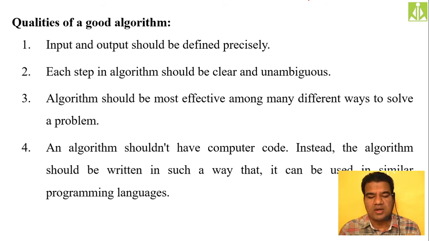Okay, so an algorithm shouldn't have computer code. Instead, the algorithm should be written in such a way that it can be used in similar programming languages. So if you have multiple programming languages to be used, then you should not change anything in your algorithm. When you write the algorithm for the first time, you make it in such a way that it can be used in multiple programming languages rather than a specific programming language. So these are some of the well-known qualities of your algorithm.